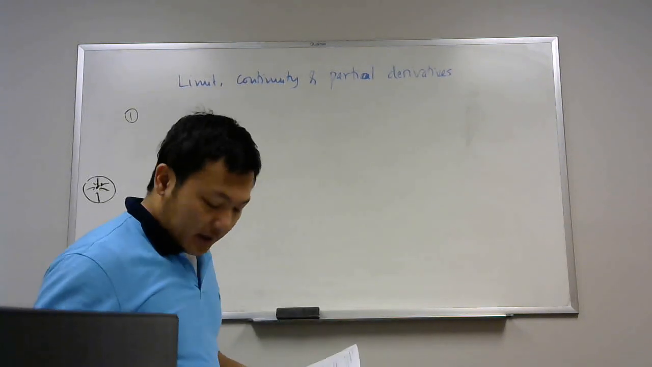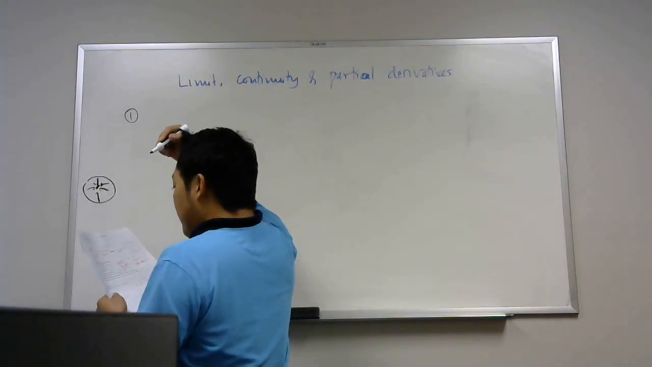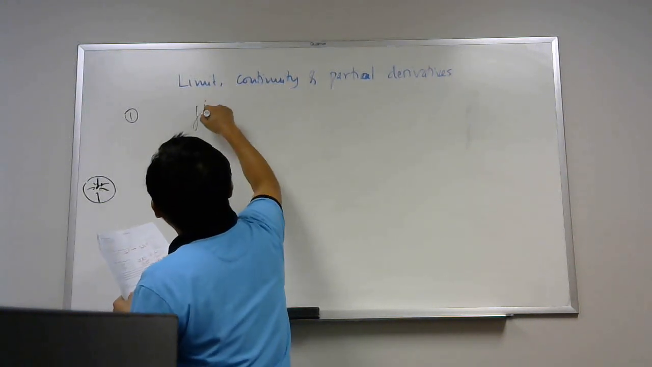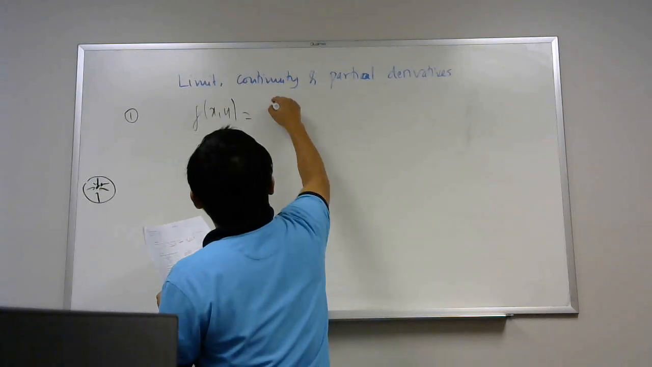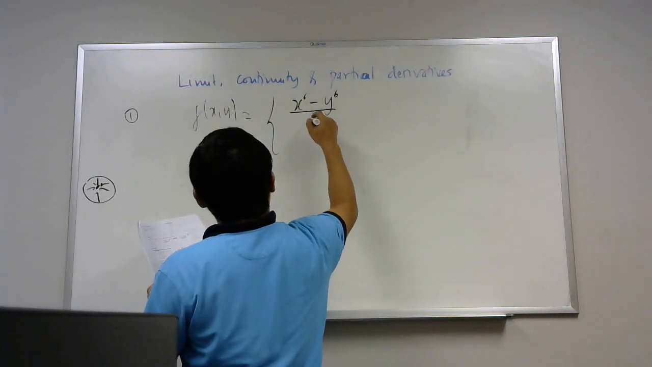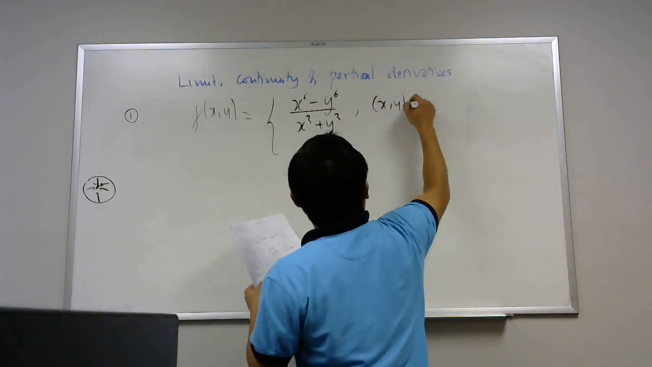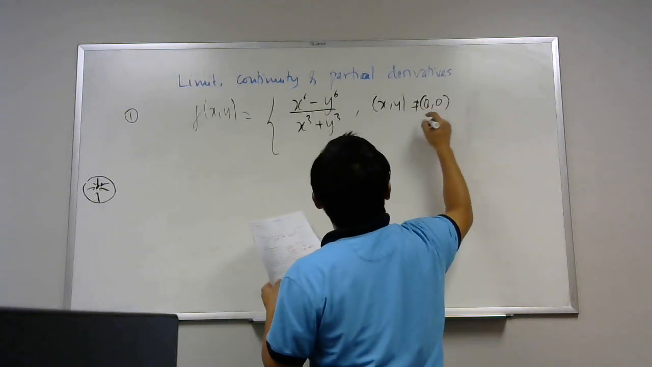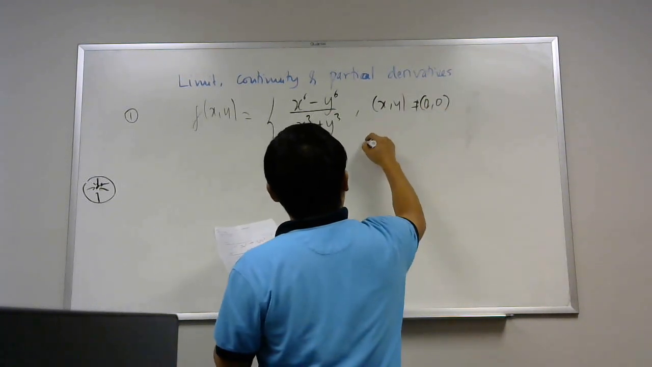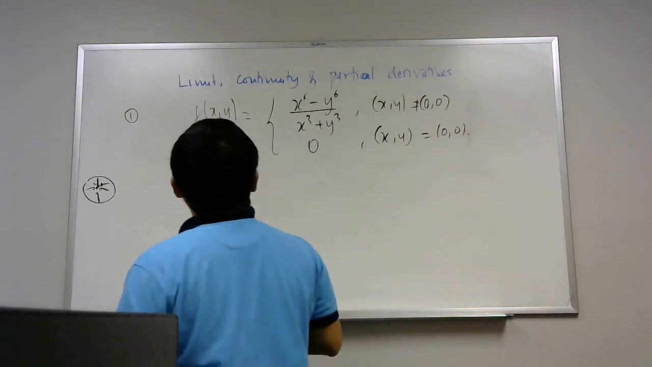So let's move to the second question. Consider the continuity of f(x, y) equal to (x^6 - y^6) over (x^3 + y^3) when (x, y) is not the origin, and equal to 0 when (x, y) equals (0, 0).